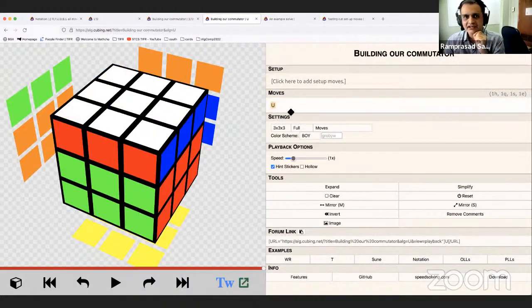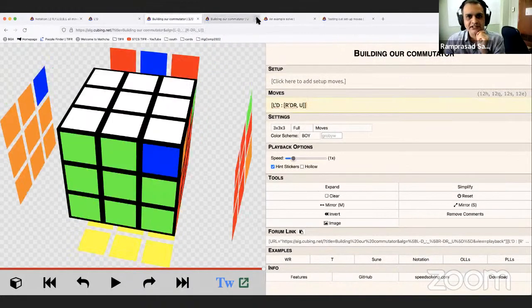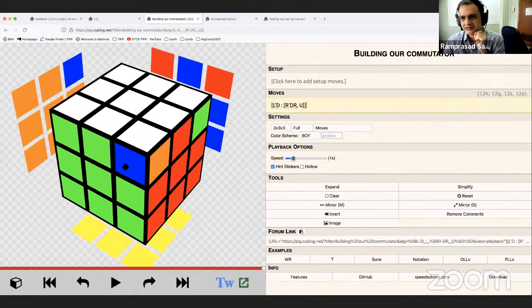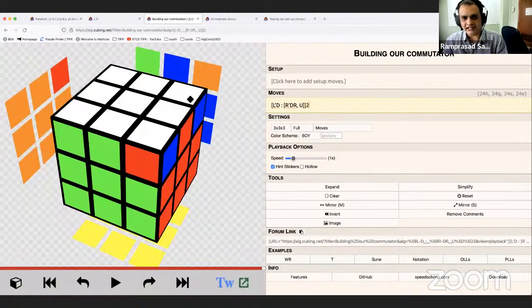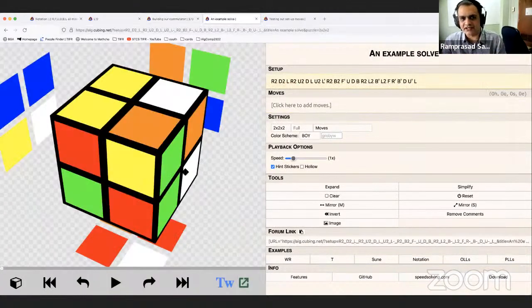Okay. And we have our commutator. Where did we have that commutator? This is the commutator that we have. What it ends up doing is it moves that sticker here. This sticker goes here and this sticker goes there. And if I repeat this algorithm twice, then instead it is this sticker coming here, going there and going there, because it's like the cycle running twice. Okay, so this is what we have so far.